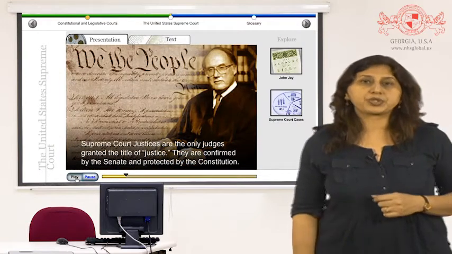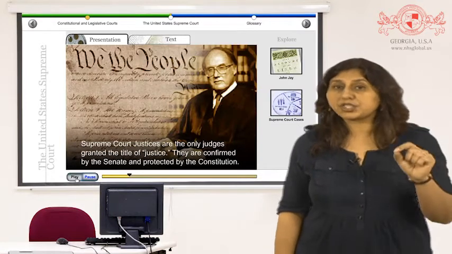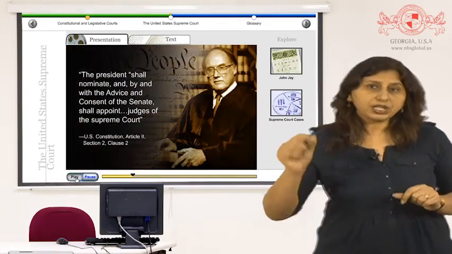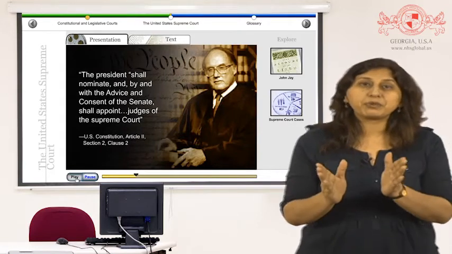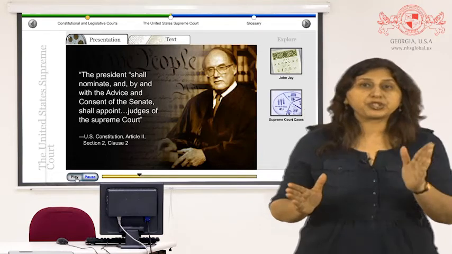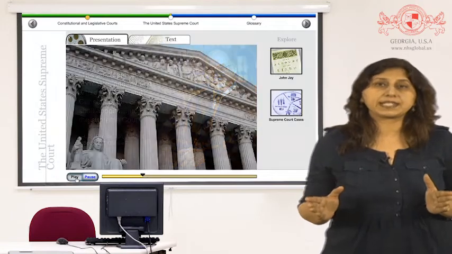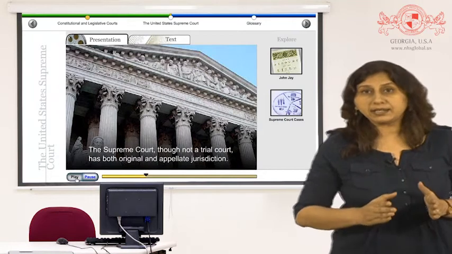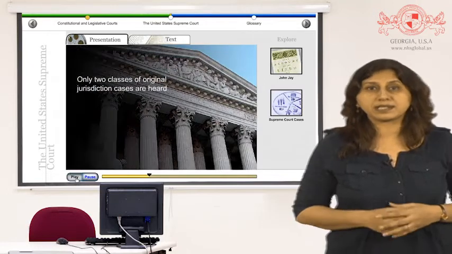The US Constitution, Article 2, Section 2, Clause 2 states that the President shall nominate and, by and with the advice and consent of the Senate, shall appoint judges of the Supreme Court. Interestingly, the Supreme Court, though not a trial court, has both original and appellate jurisdiction. Only 2 classes of original jurisdiction cases are heard: cases in which a US state is a party and cases that involve ambassadors, public ministers, and consuls.